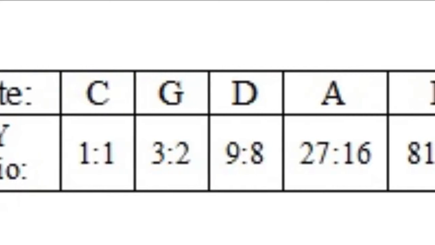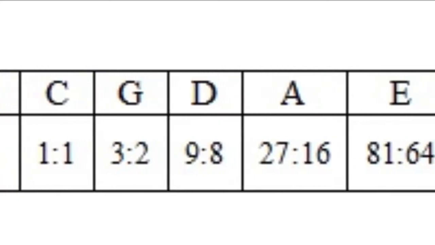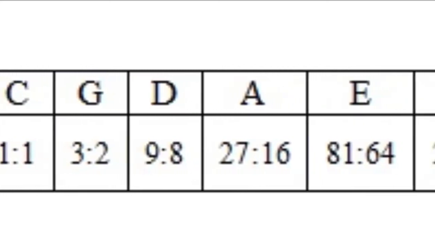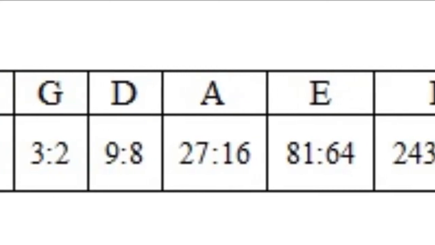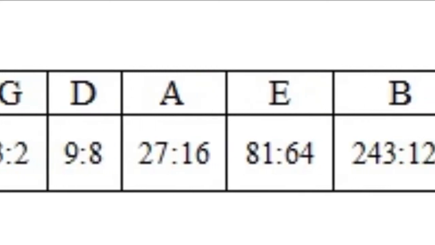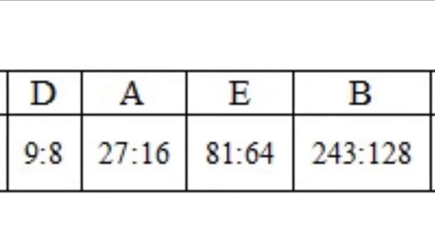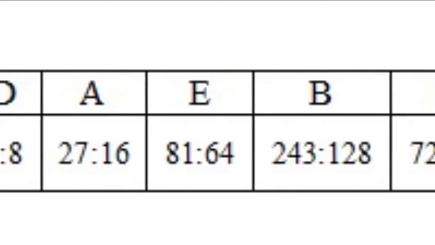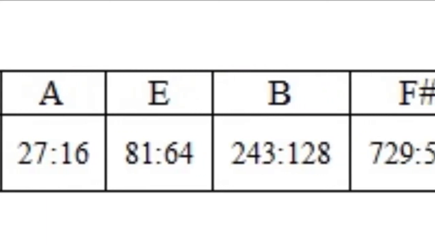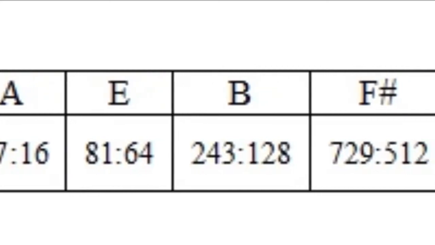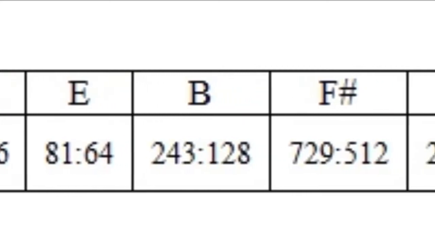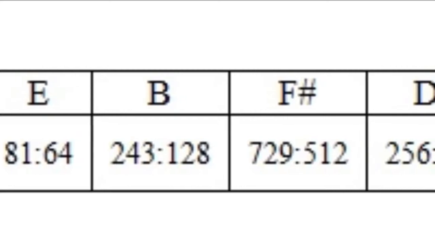Here is the entire chromatic scale, as we want to see it nowadays, but in Pythagorean ratios. So you can see the G is a 3:2 ratio, D is 9:8, A 27:16, and it gets progressively more complex until we come back around to the F, which is 4/3, and the C, which is 2/1.